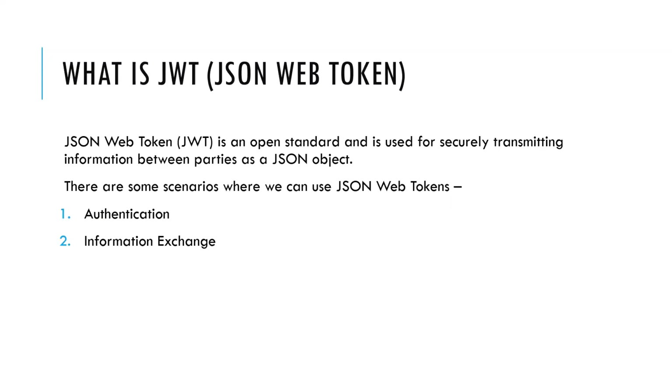So what is a JWT? The JSON Web Token is an open standard and is used for securely transmitting information between the parties as a JSON object. There are some scenarios where we can use a JSON token, as we discussed earlier, like authentication or information exchange.